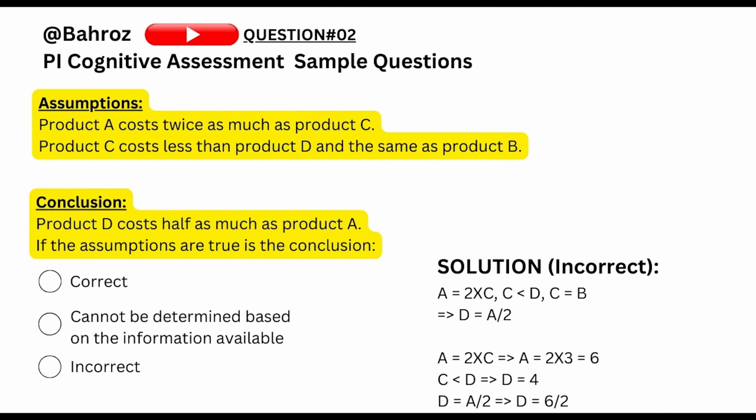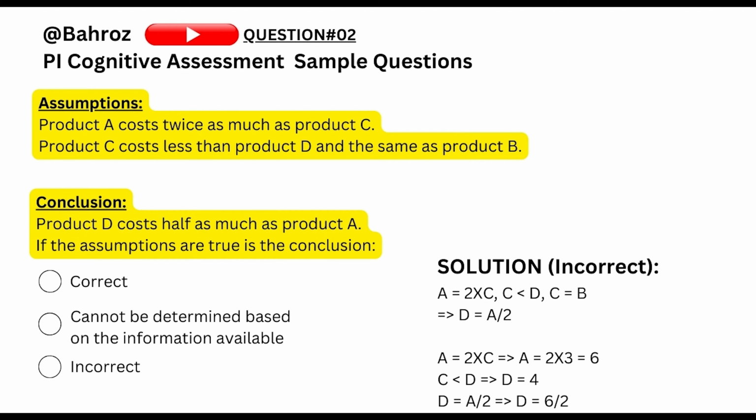Now question 2, again similar to question 1, what we need to do here is, as we are reading, we need to convert it into a formula. So product A costs twice as much as product C. So A equals 2 into C. Product C costs less than product D. So C is less than D. And the same as product B, which is C equals B.